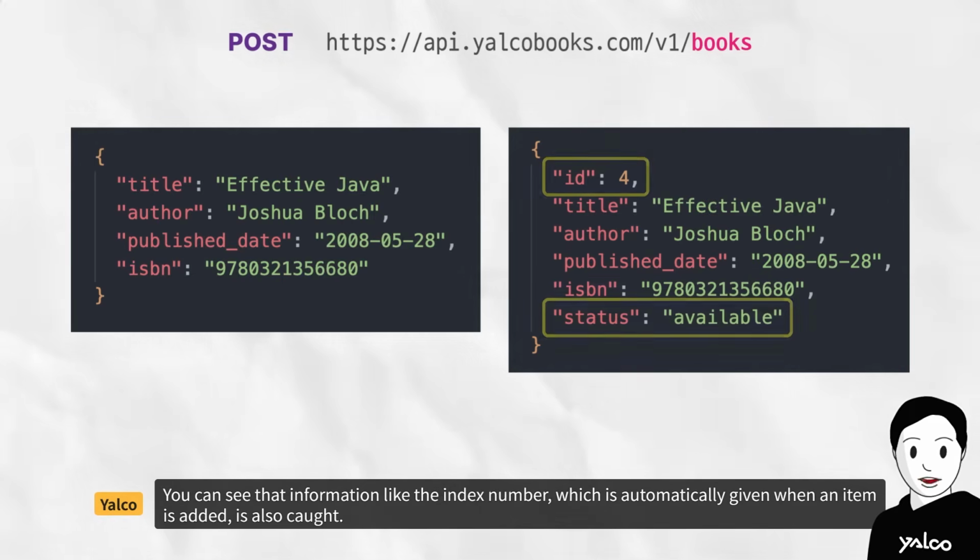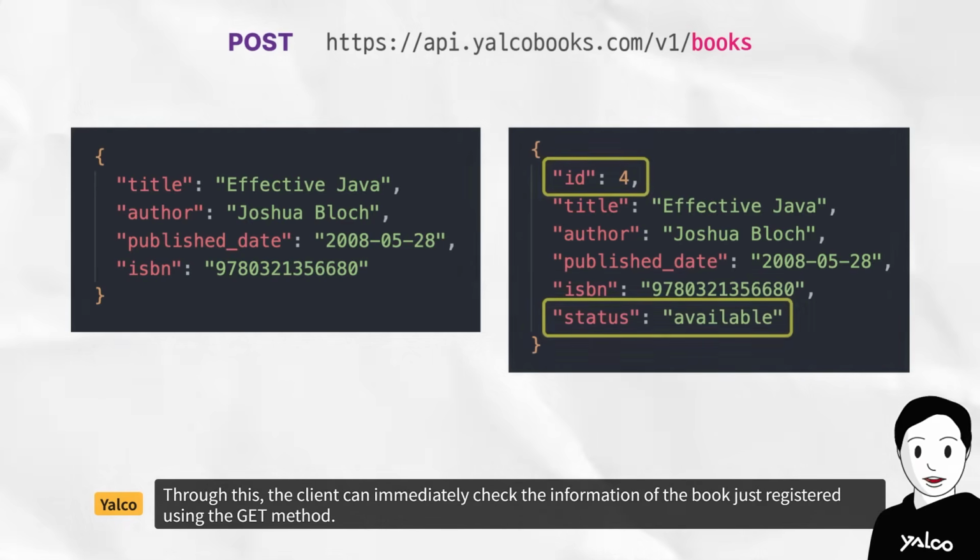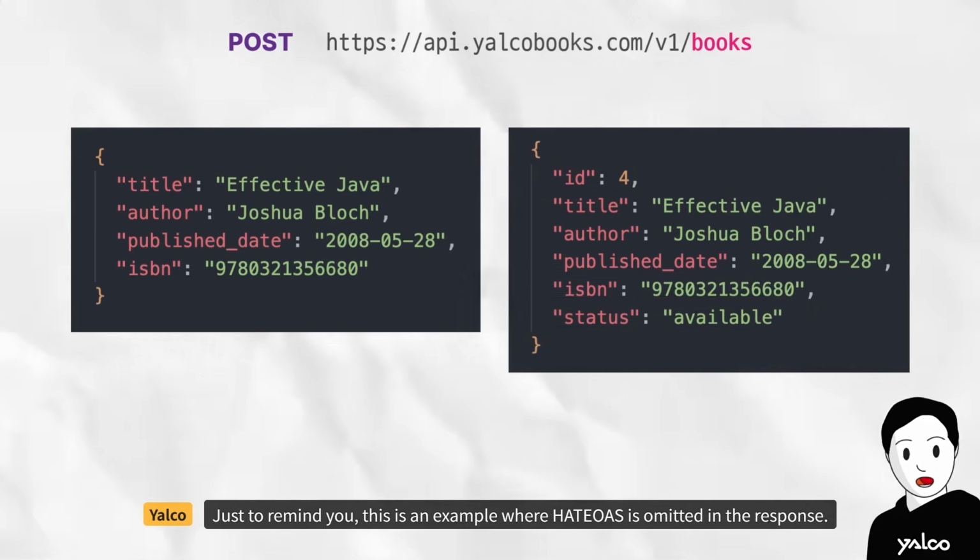You can see that information, like the index number, which is automatically given when an item is added, is also caught. Through this, the client can immediately check the information of the book just registered using the GET method. Just to remind you, this is an example where HATEOAS is omitted in the response.